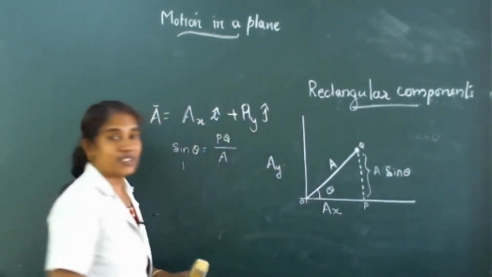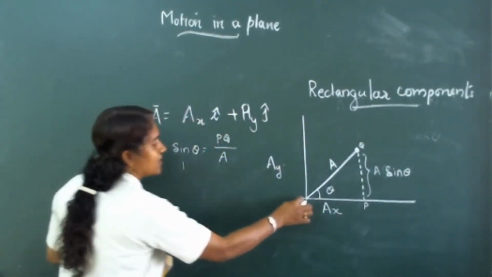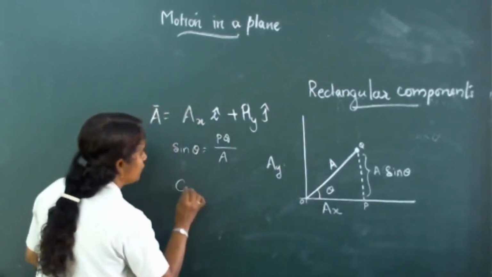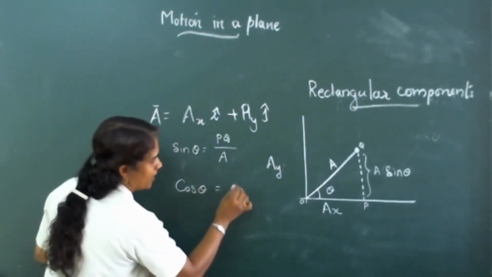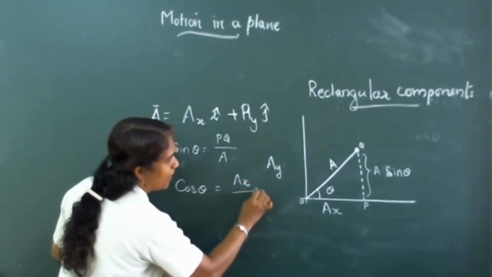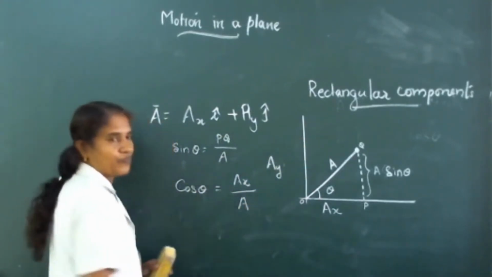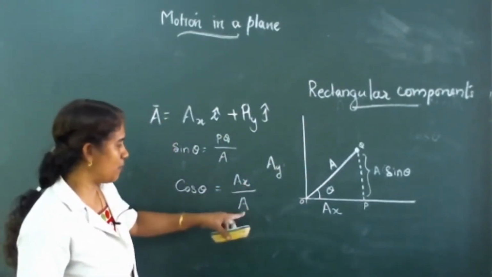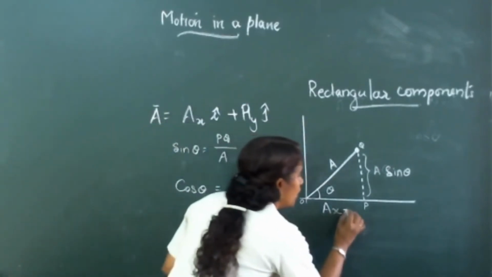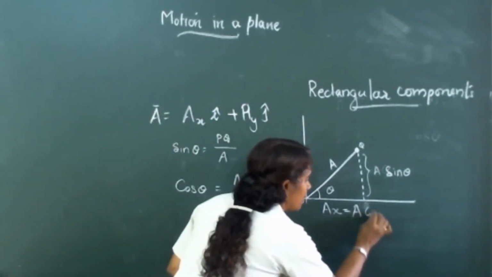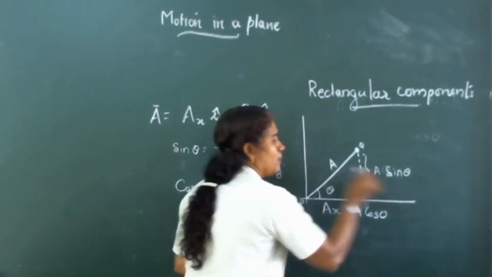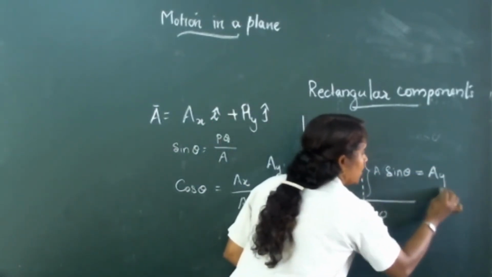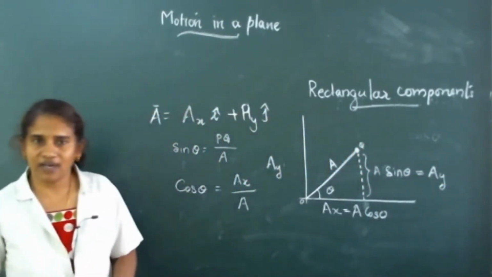What will be the adjacent side? You can guess. For the adjacent side of theta, we have to calculate cos theta, that is adjacent side by hypotenuse. So you can see the x component Ax will be equal to A cos theta. The y component will be equal to A sin theta.